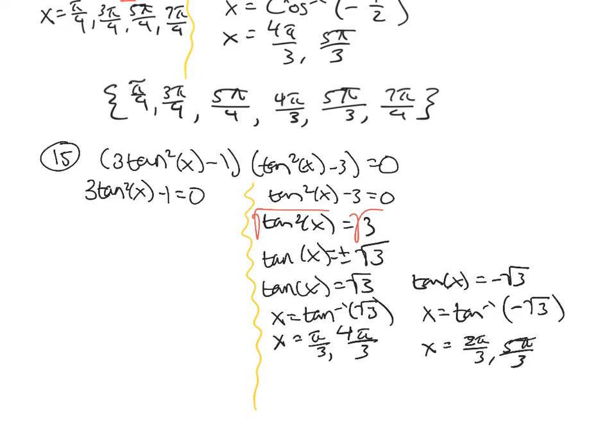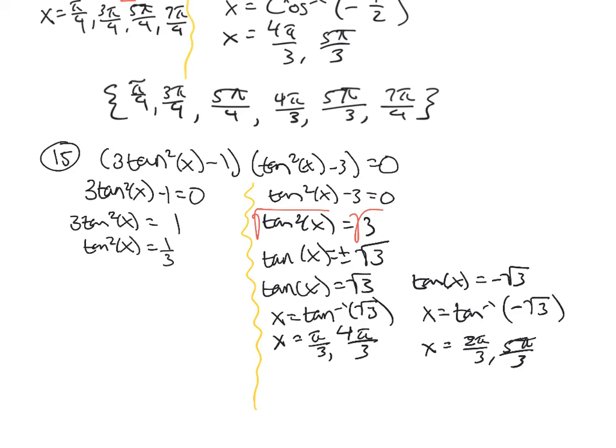Again, you do not have to separate these out into the positive version and the negative version. I just find that that helps me, but you do not have to. But that is for our right side. For our left side, I'm going to start by adding 1 to both sides. Divide both sides by 3.